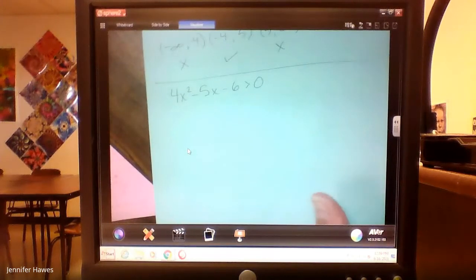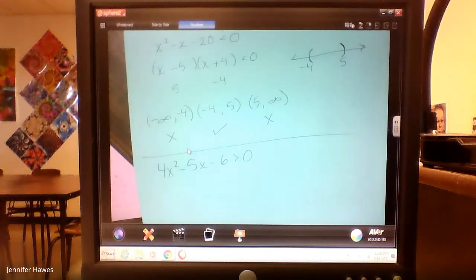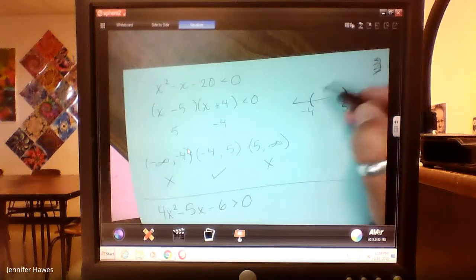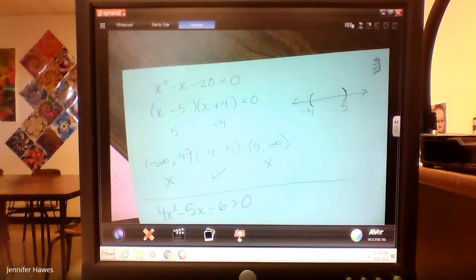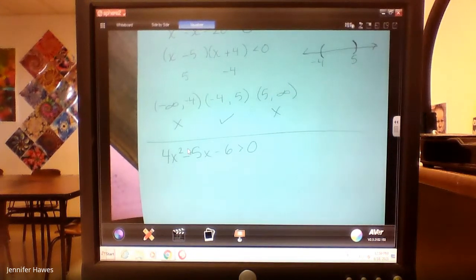I have a question for the previous one. So parentheses are, it's not equal to. Yeah, so -4 is not an option, but anything larger than -4 but less than 5. If it had an or equal to, then we would have done the brackets around. Okay. Okay, so let's look at this one.